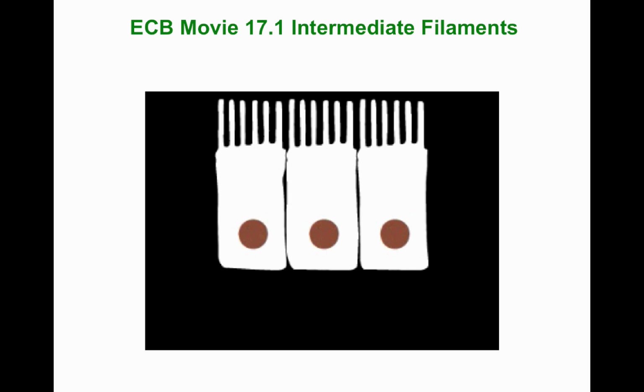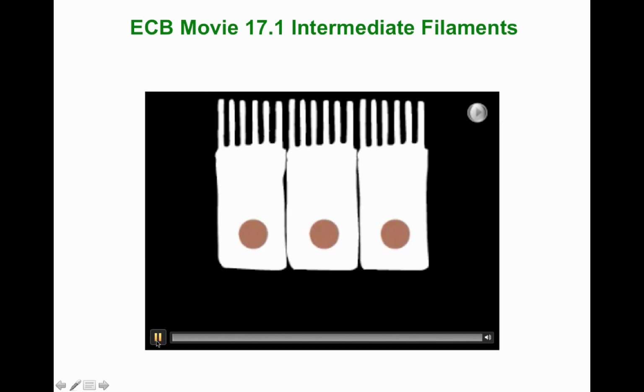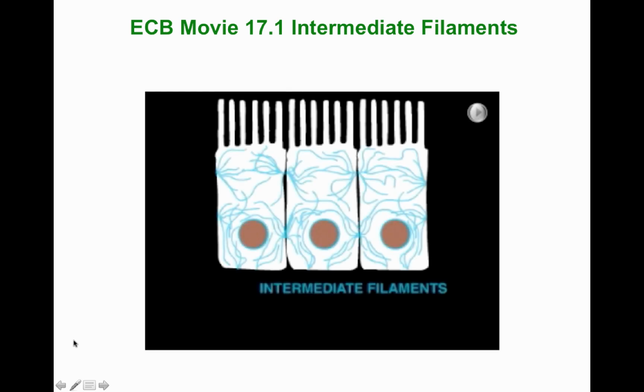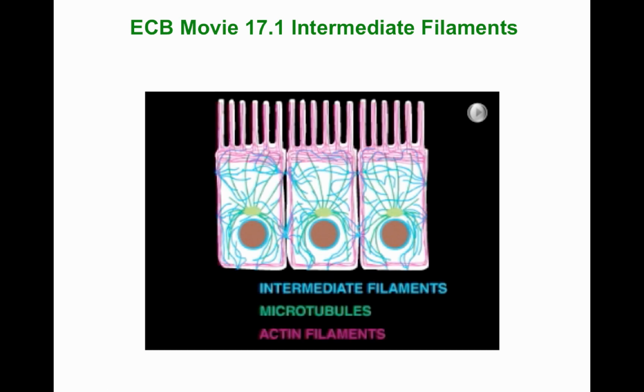Now, let me introduce you to this little film first so you can get an idea about their architecture and biology, and then we can go a little bit more in depth about it. Eukaryotic cells contain a complex network of filaments, intermediate filaments, microtubules, and actin filaments, that provide the cells with strength, structure, and movement. Although all eukaryotic cells contain microtubules and actin filaments, intermediate filaments are found only in vertebrates and a number of other soft-bodied animals.